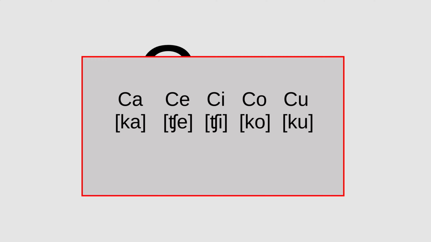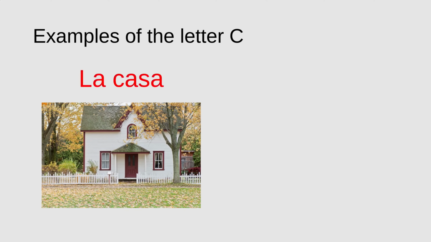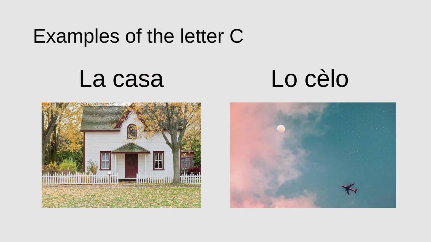Although the pronunciation of the letter C before E and I may seem too Italian, according to several researchers, this pronunciation is, in fact, the original Proto-Romance form from which other pronunciations originated. Therefore, in alphabetical order, we have ka, che, chi, ko, and ku. Here are some examples of the letter C. La casa, the house. Lo cielo, the sky.